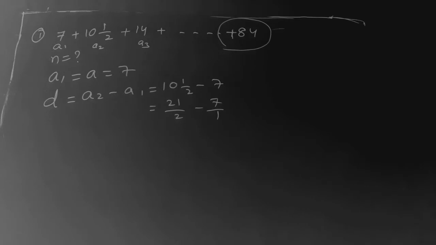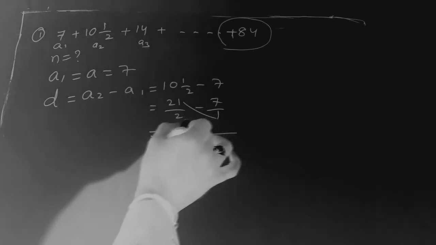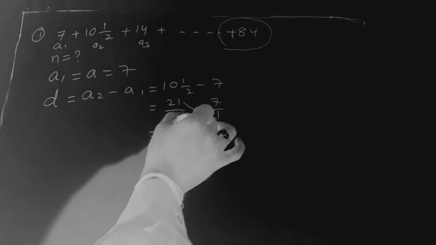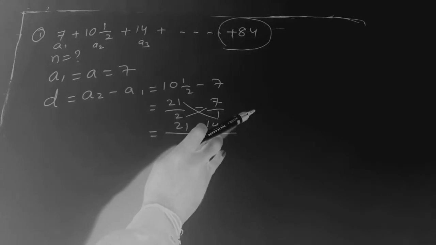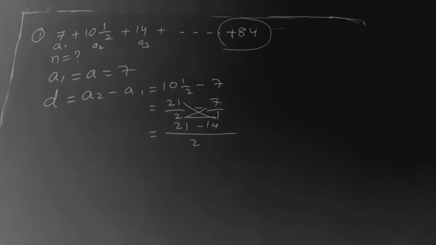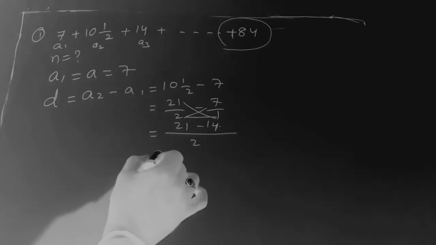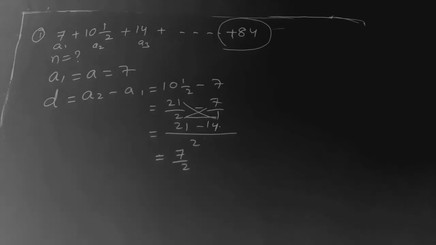So both are fractions. Now we have to subtract these two fractions. Just cross multiply. 21 into 1 is nothing but 21. Minus symbol is there, keep that minus symbol. 2 into 7 is nothing but 14. 2 into 1 in the denominator, that is nothing but 2. 21 minus 14, what is the difference? 7 by 2. This is the value of the common difference, 7 by 2. It is nothing but 3.5. Okay. Now we will solve the question.